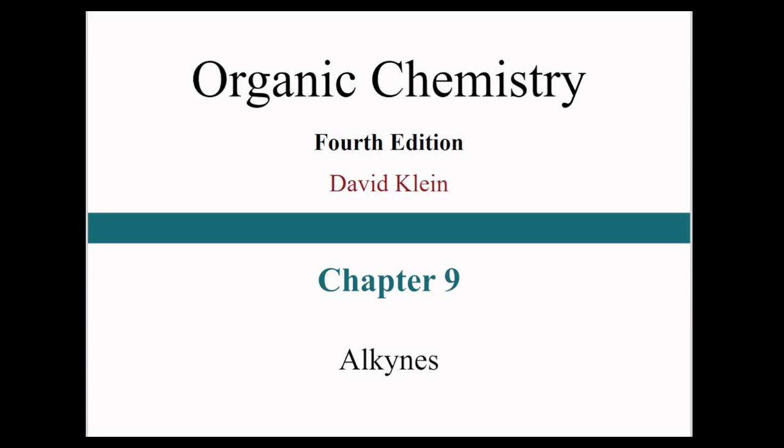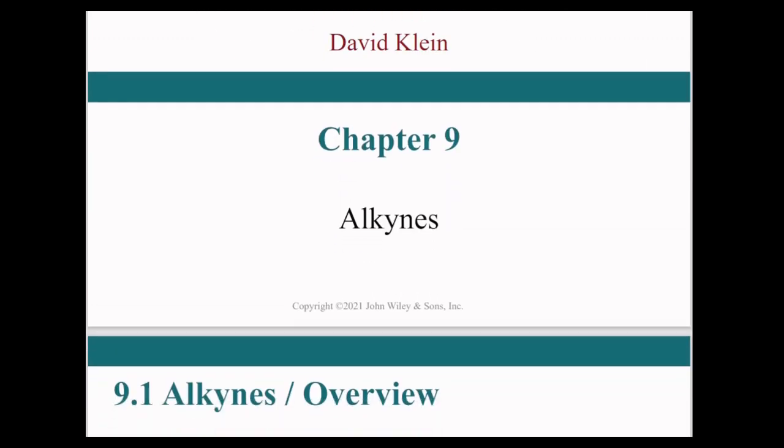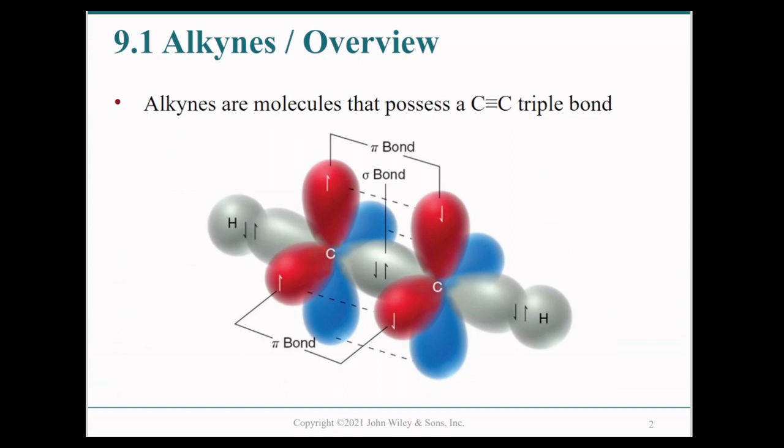Welcome back, students. In this lesson, we'll be discussing Chapter 9 in the Klein textbook, which is alkynes. We're going to get started with alkynes by discussing what defines an alkyne, the bond angle of an alkyne, some different examples of an alkyne, and finally, nomenclature of alkynes.